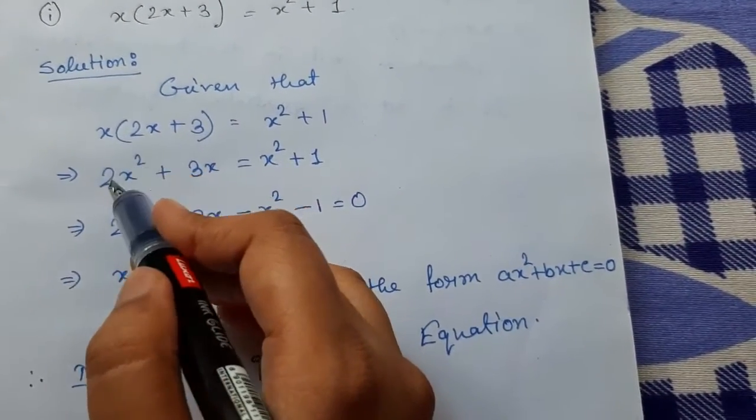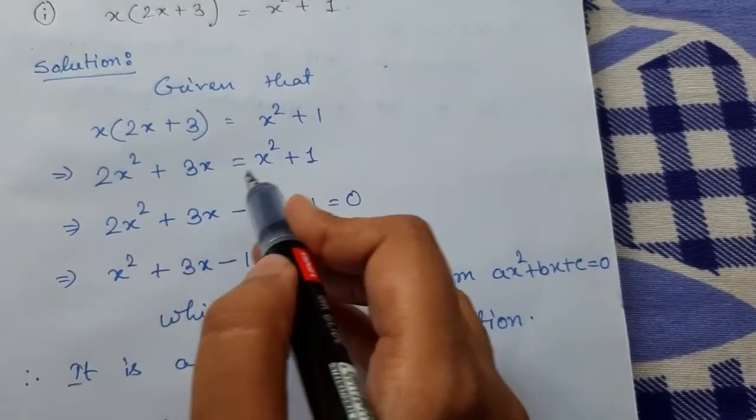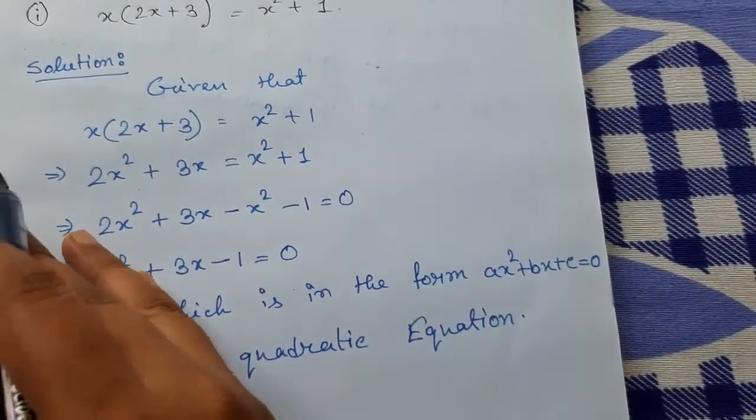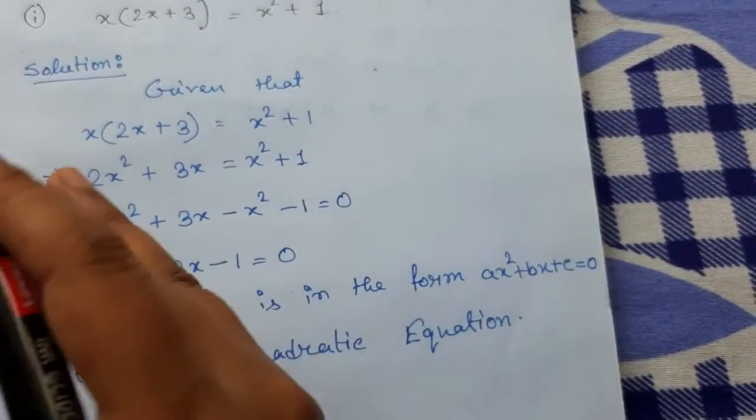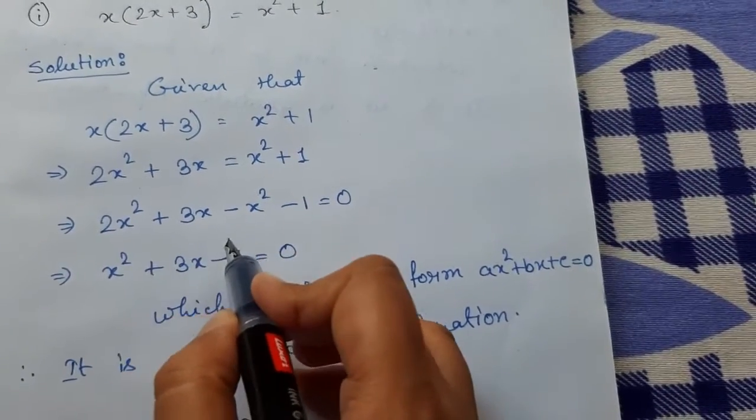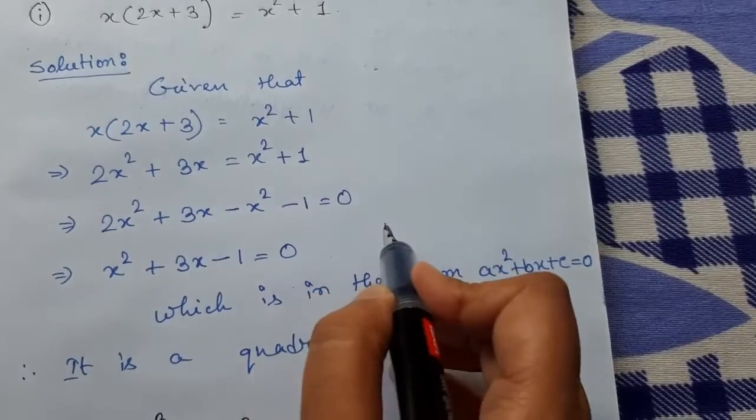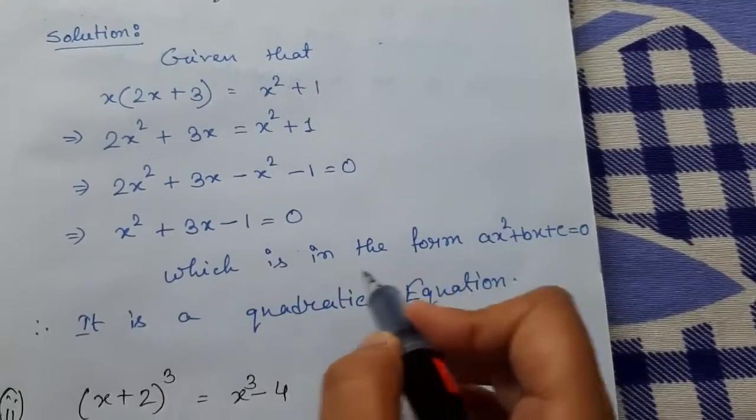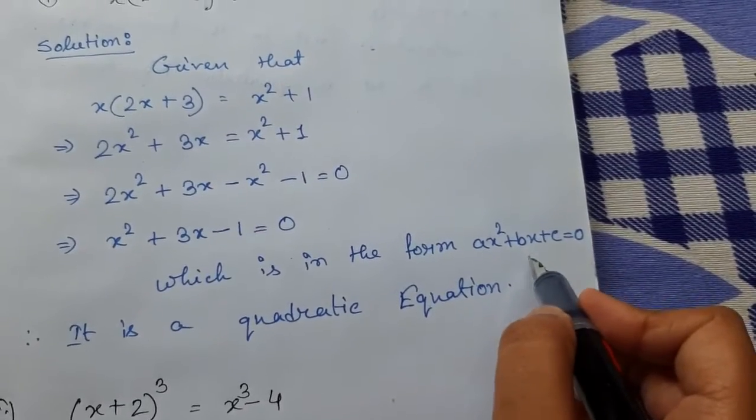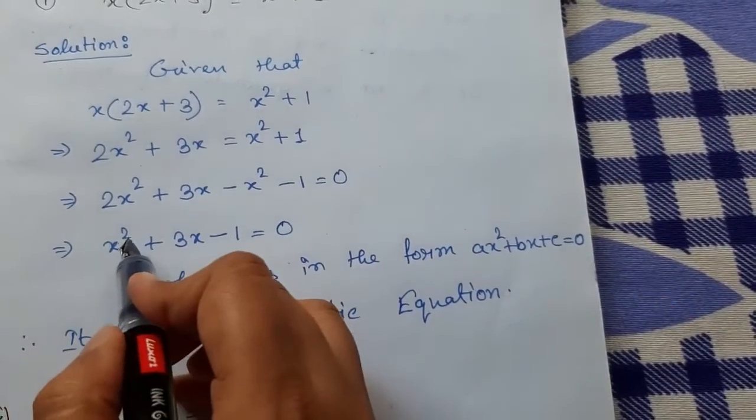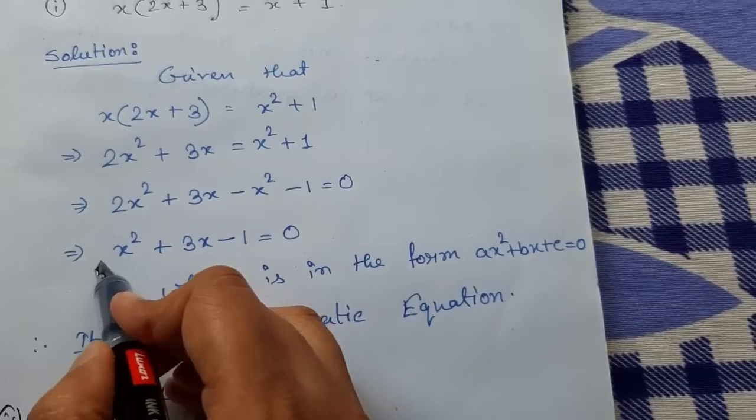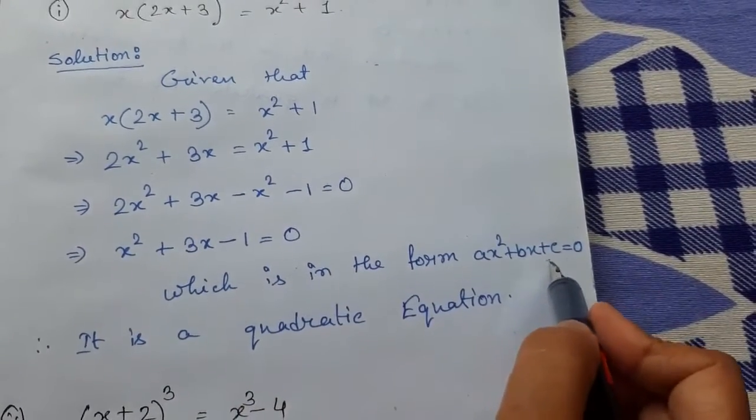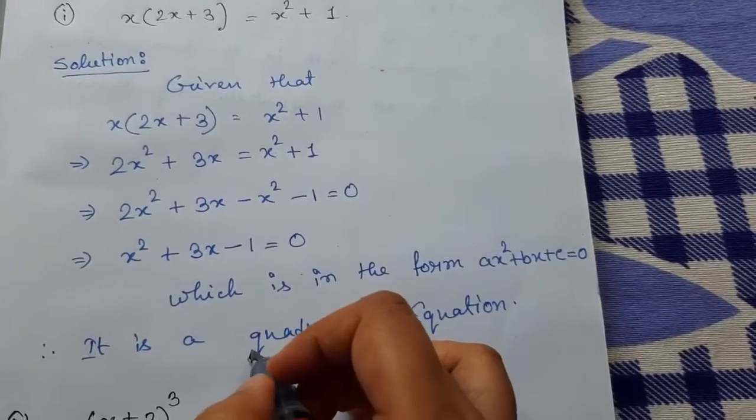I am doing the simple multiplication. 2x square plus 3x is equal to x square plus 1. Take all these terms to the same side. That means take these two terms to the left side, that is 2x square plus 3x minus x square minus 1 equal to 0, that is x square plus 3x minus 1 equal to 0, which is in the form of ax square plus bx plus c equal to 0. Why? Because the degree is 2 and the coefficient of x square is 1, which is not equal to 0. That's why it is in the form of ax square plus bx plus c equal to 0. So it is a quadratic equation.